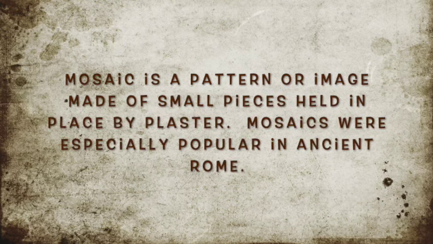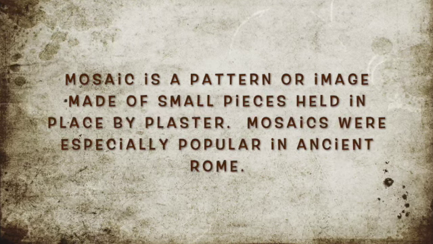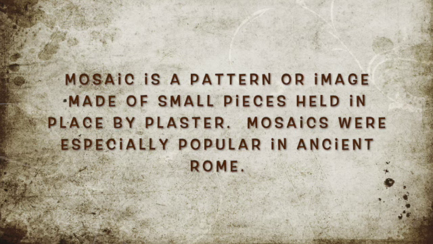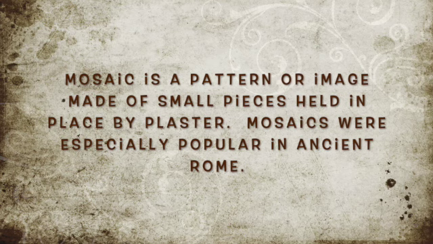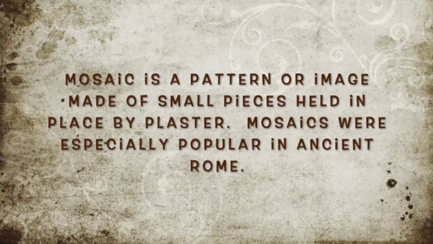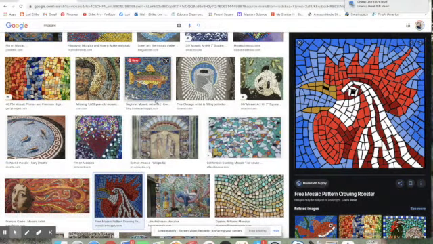A mosaic is a pattern or image made of small pieces held in place by plaster or grout. Mosaics were especially popular in ancient Rome. I'd like to show you some examples of mosaics. You can see here the little pieces that are put together to make an image.